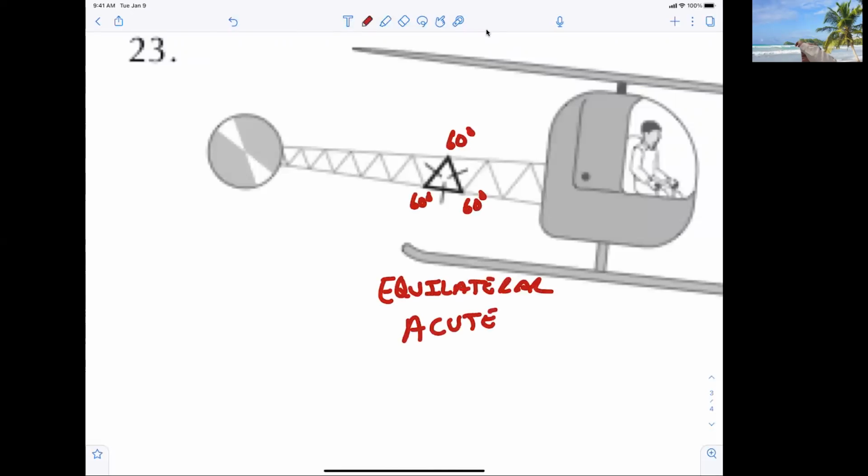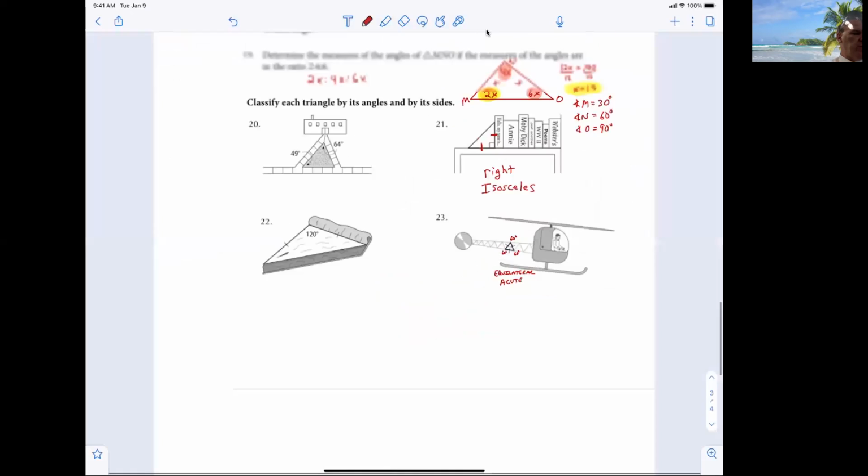Isosceles, at least 2. If you say 2 sides, we generally say it's isosceles. Now, technically, equilateral is also isosceles. All right? You would know that if you wrote it down. All right, there we go, 23.